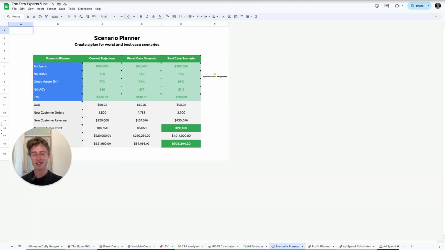Simple scenario planner. So you've probably seen one of these before. Very, very simple. This one's very stripped back, but it pulls in your data from your P&L from that dashboard. Again, to paint a picture for worst case and best case scenarios in a way that is immediately recognizable, right? A lot of the times we see scenario planners, they're so many sheets long, they're so complicated. This one is not very complicated at all. It will require a little bit of tweaking.